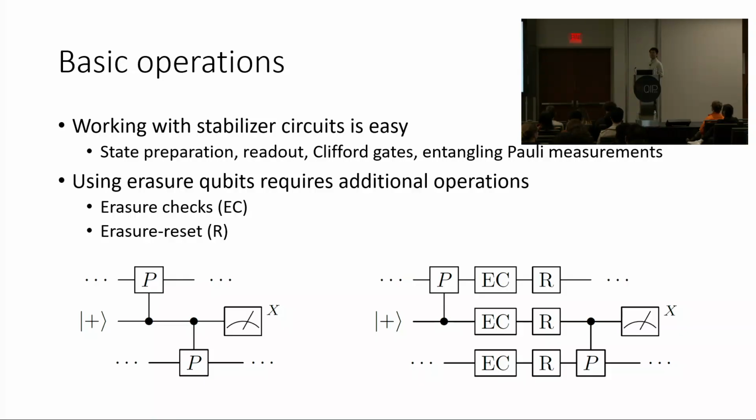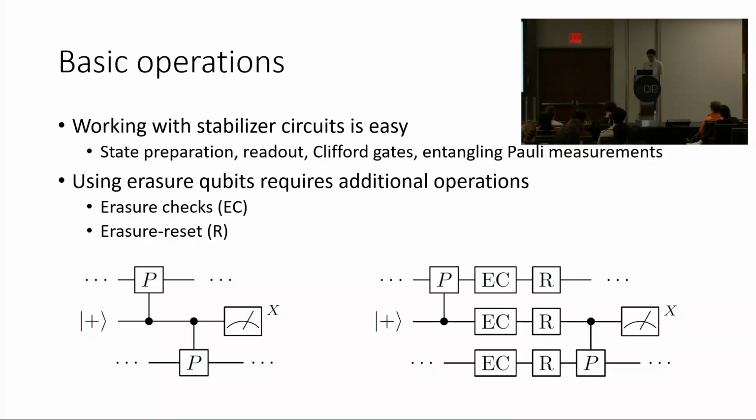So this is not error correction, it's an erasure check. Then we also have some reset operation, where if the qubit has been erased, then we should be able to reinitialize it into the computational subspace, for example, as the maximally mixed state. And so we need to explicitly specify in the circuit where to actually place the erasure checks and the reset operations.